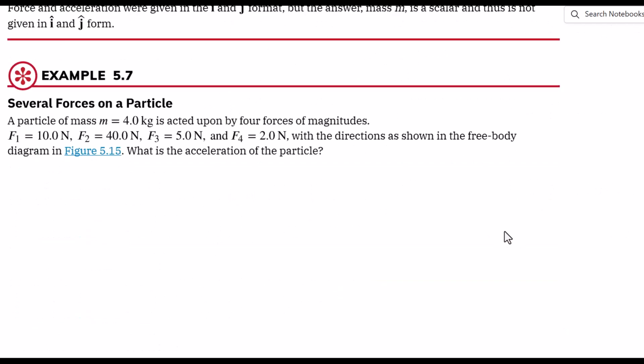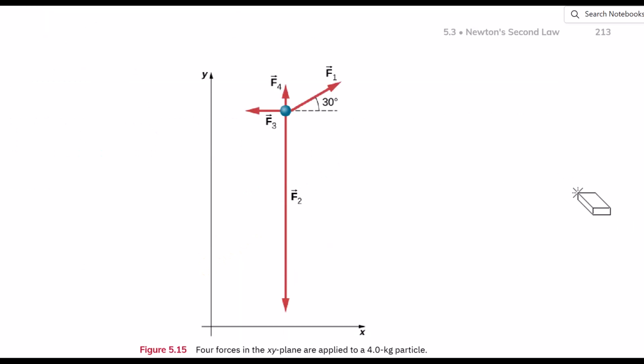All right, some of the forces on a particle. Particle of mass is acted on by 4 forces. Okay, now we're ready to party. Here's this particle. 4 forces of 4 magnitudes. Oh, with the directions. Like, how am I supposed to know what directions they are? Okay, they're apparently shown in the figure below. What is the acceleration of the particle?